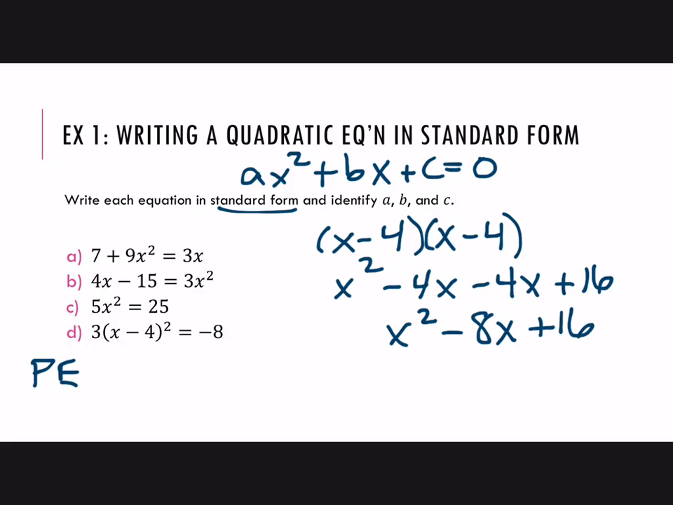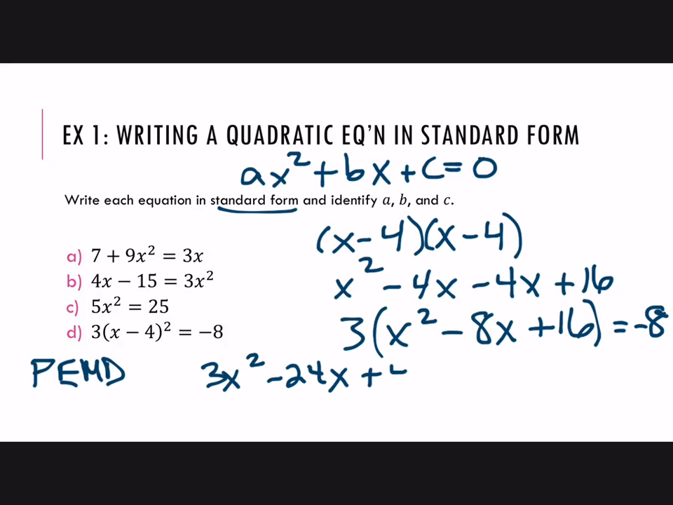Alright, so that's x minus 4 squared, and now I have that times 3 equals negative 8. So next in order of operations are multiplication and division in order from left to right. So I do have a multiplication to do. If you see a number outside of a parentheses, that means that there is some distributing to do. That's a type of multiplication. So I'm going to distribute 3 to the parentheses and get 3x squared minus 24x plus 48 equals negative 8.